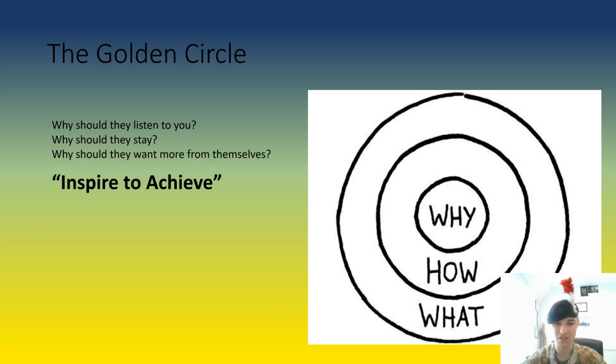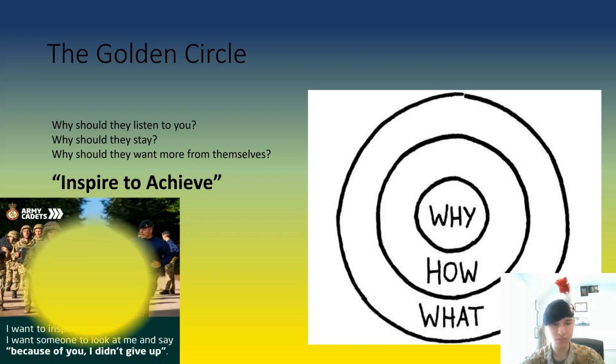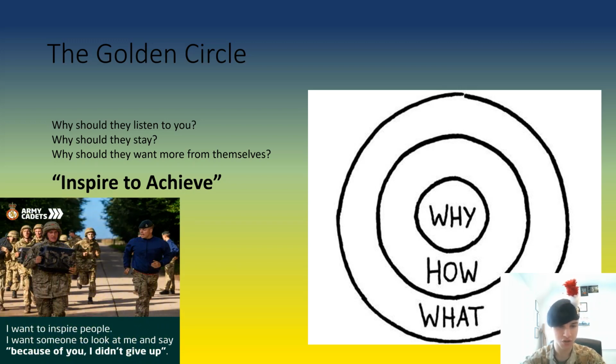We want these cadets to understand, to know what we're trying to teach, and then afterwards to want to learn more. There's a quote which is, "I want to inspire people. I want someone to look up at me and say, because of you, I didn't give up." That is one of the most rewarding satisfactions you can get as a senior NCO or NCO teaching.